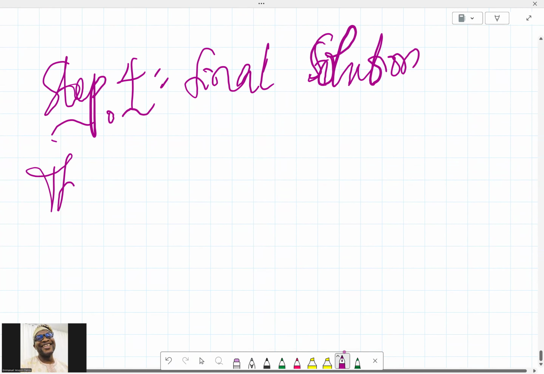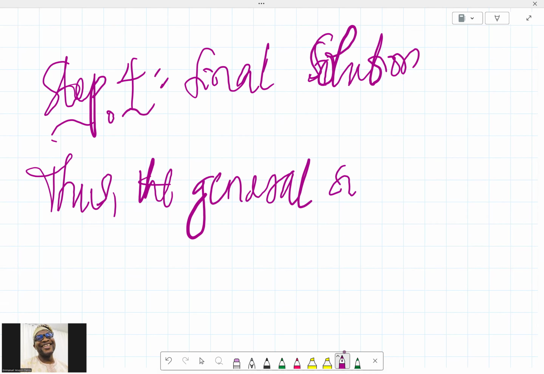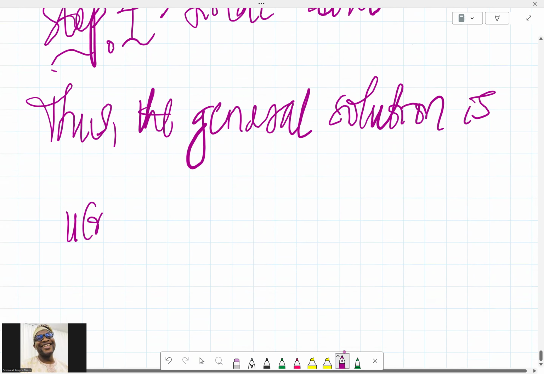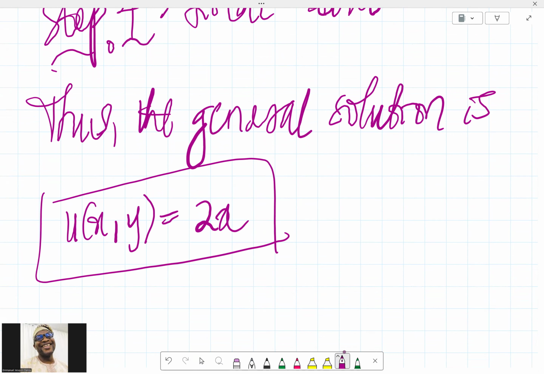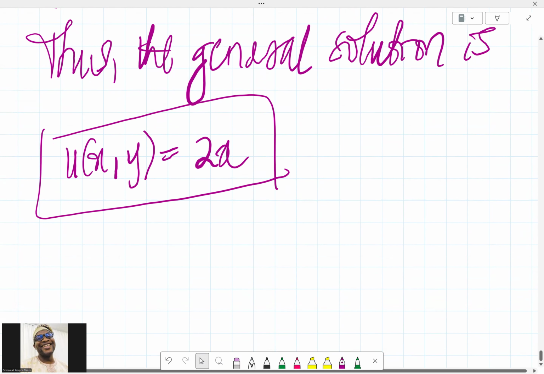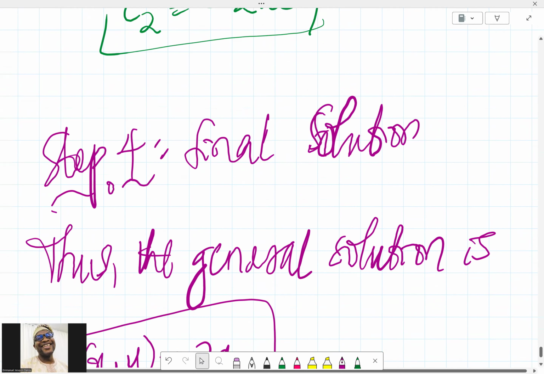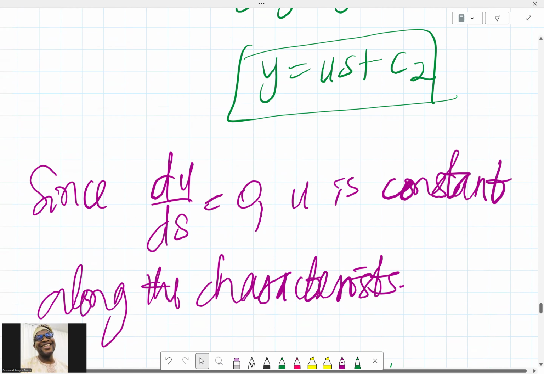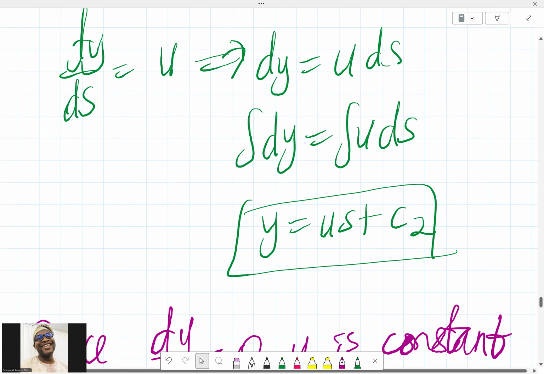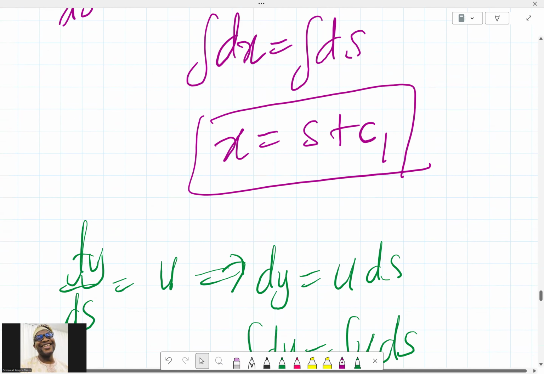So we can say thus the general solution is u of x, y equals 2x. Okay, u of x, y equals 2x. Let's see the C2 itself, right? C2 was okay, C2 is granted, and then we have this.